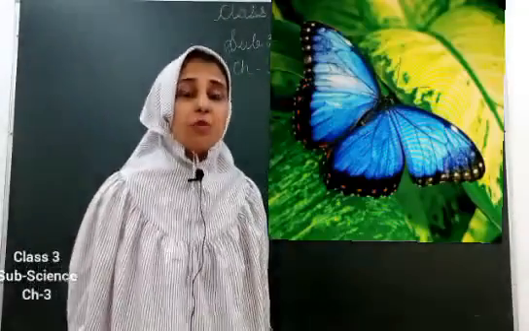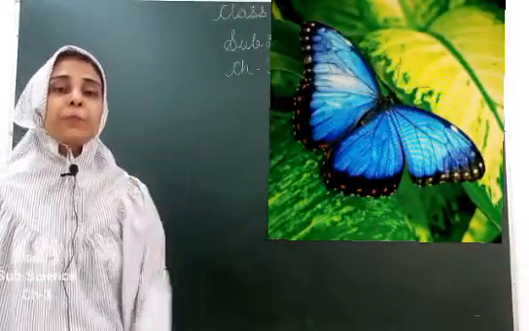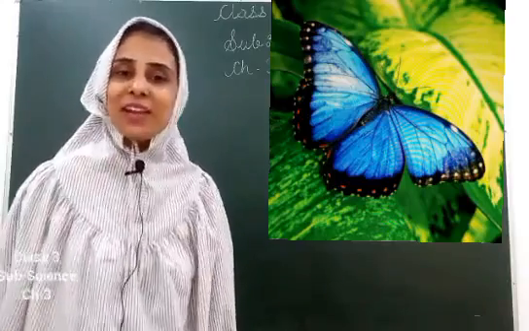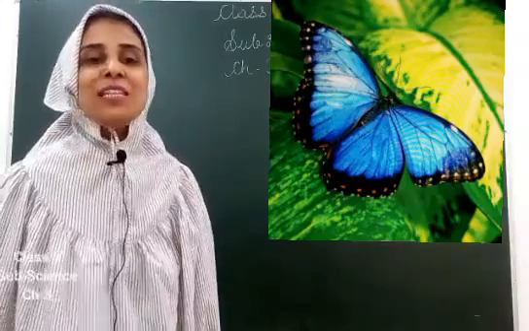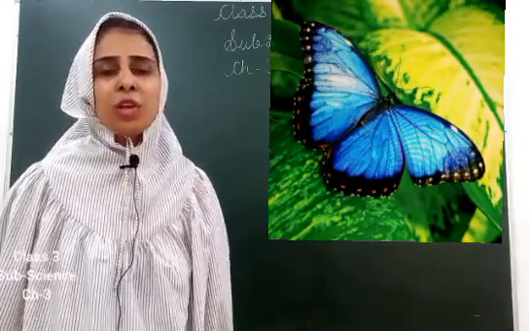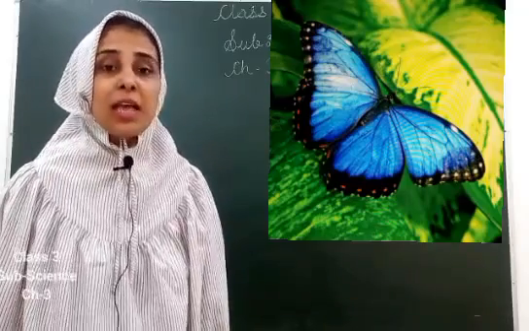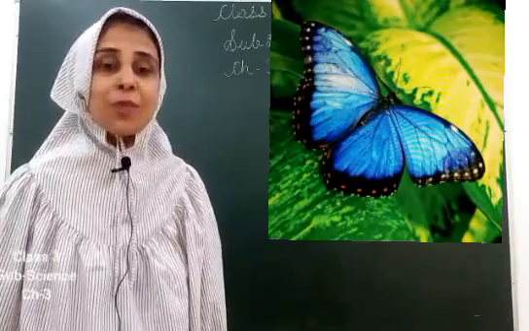Now we have read about the butterfly. Can you see the picture of a butterfly? Yes. So what is a butterfly? It is a very colorful insect. The butterfly is the most colorful insect. What does the body of a butterfly consist of? Two antennas, then two beautiful, colorful wings.